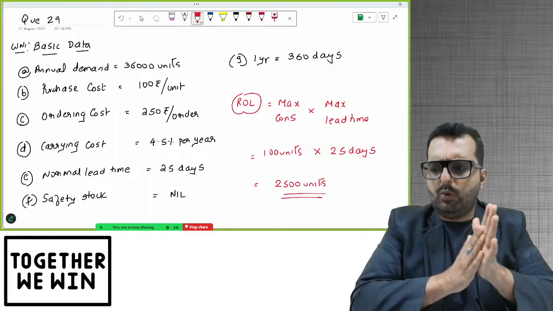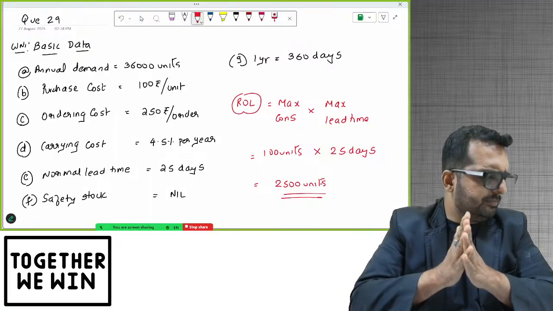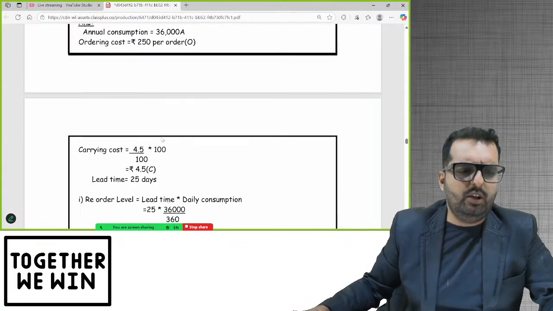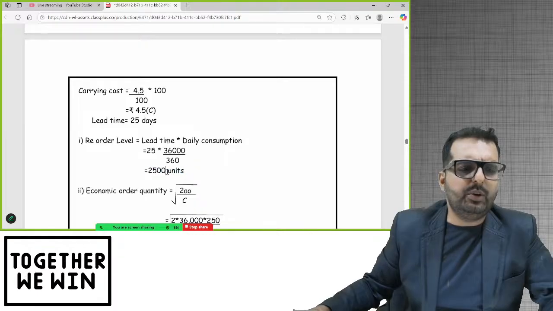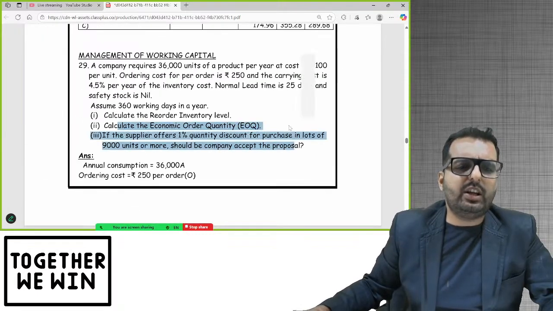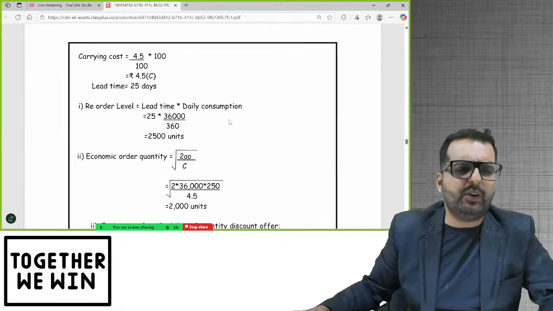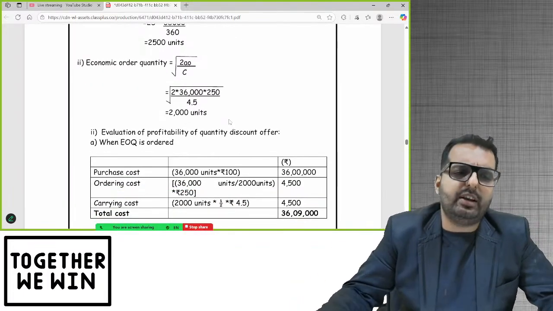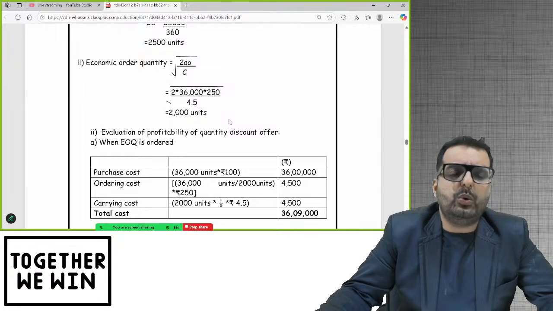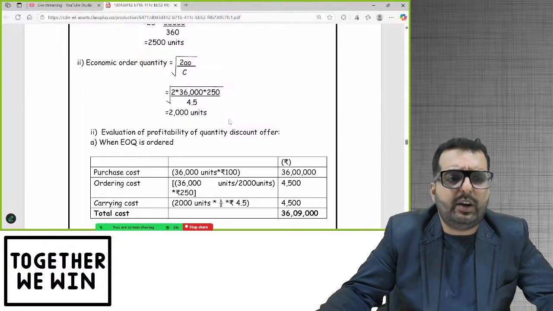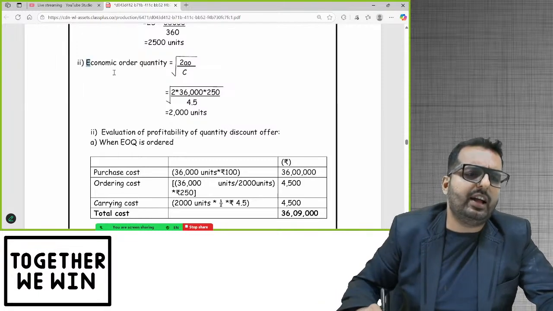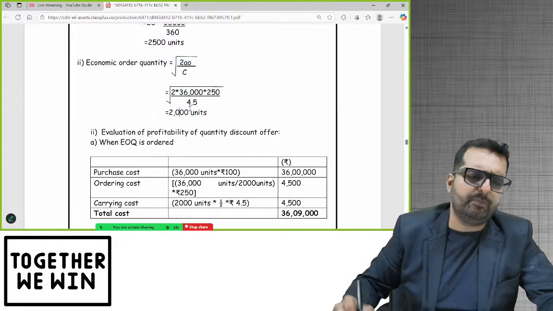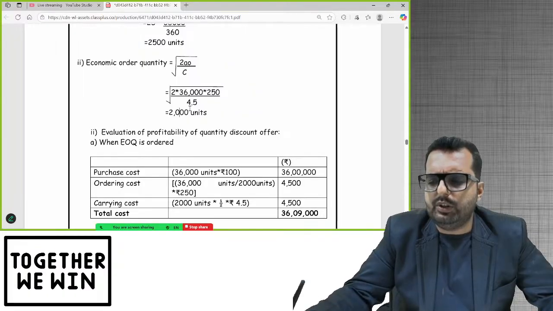All right, friends. Are you all clear with this part now? Perfect. So we are done with this part. Let's go down. So I think you got 2500 units. Now they are asking you to find out the economic order quantity. So tell me, friends, how do you find out the EOQ? Square root of 2AO divided by C. So when you do it, 2 into 36,000 into 250 divided by 4.5, you get the answer as 2000 units. Can you quickly write down this in your books now? That is equal to 2000 units.